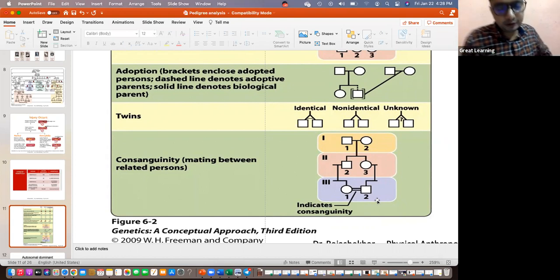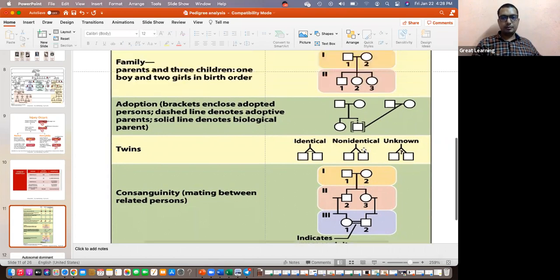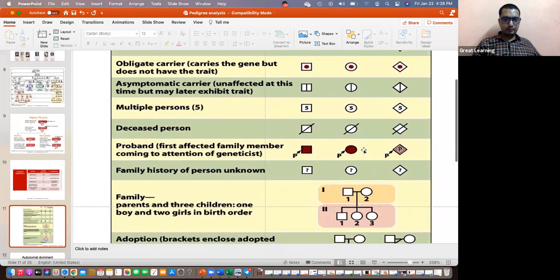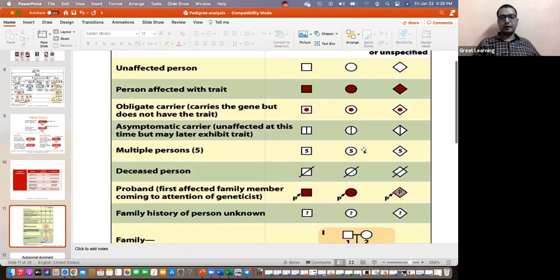Okay, the first few ones are sufficient for us. Mother, father, children, deceased person, carriers are enough to learn this.